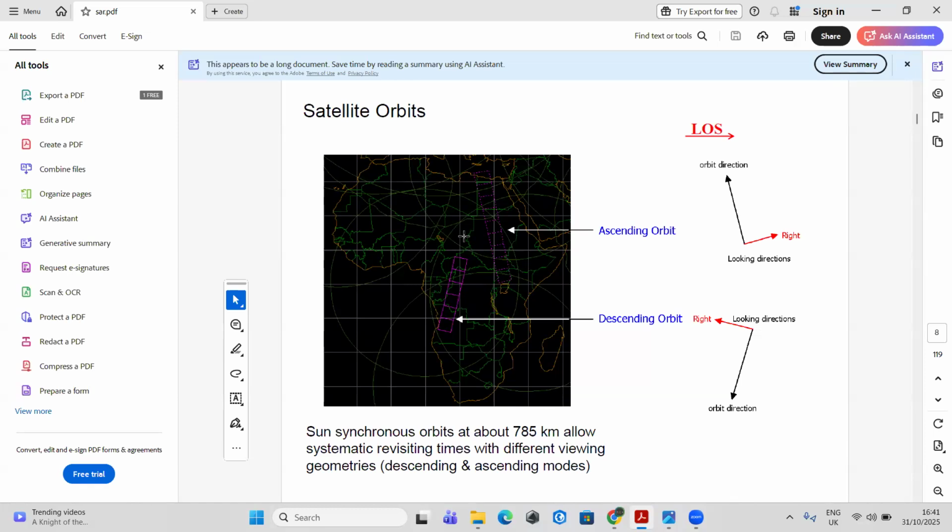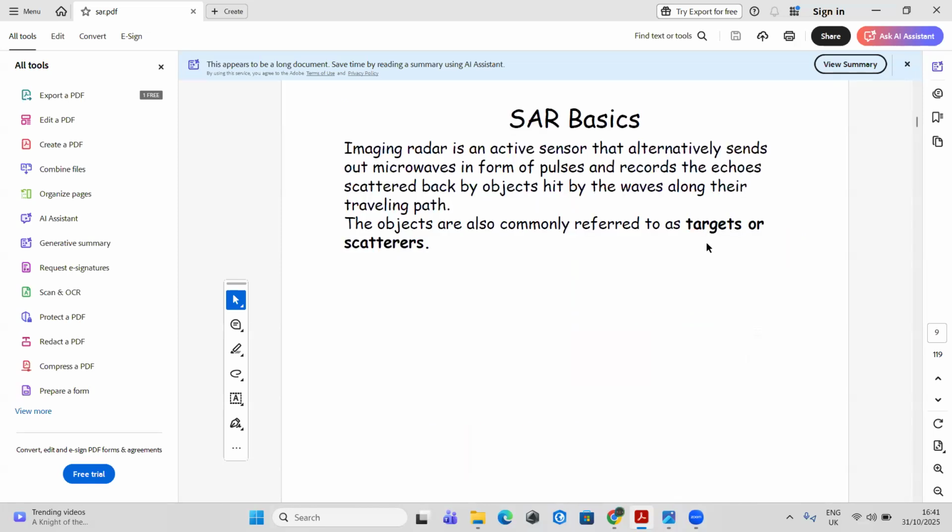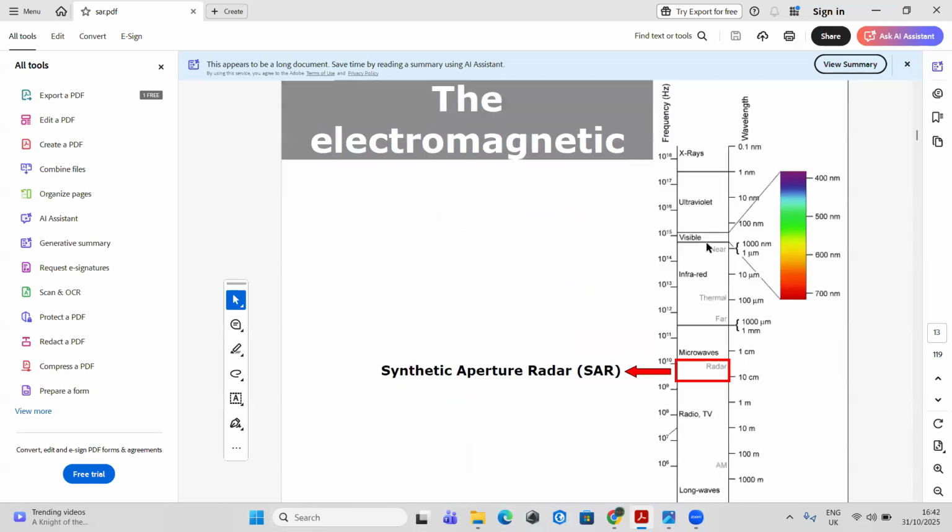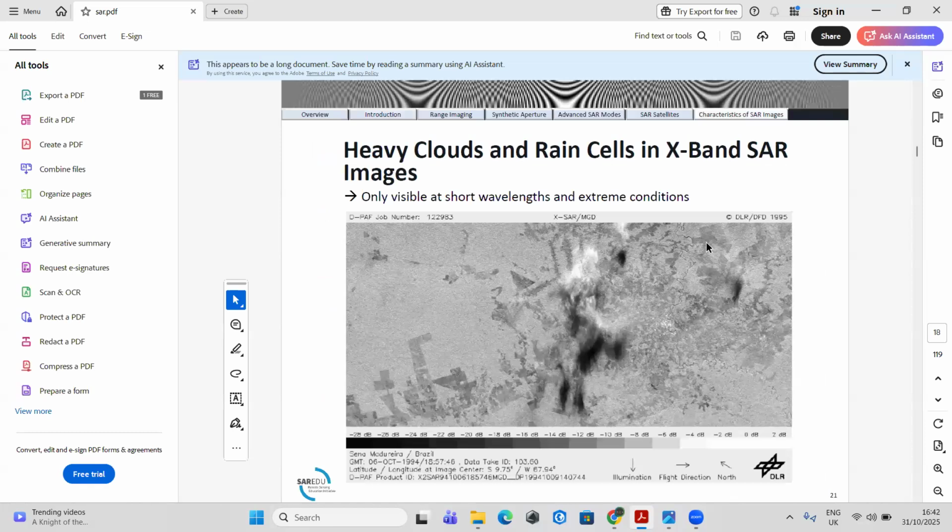There are some satellites, for example, Sentinel-1 A and B, that are probably covering the whole Earth. So it depends on the use case of the satellite, like which institution has released it.